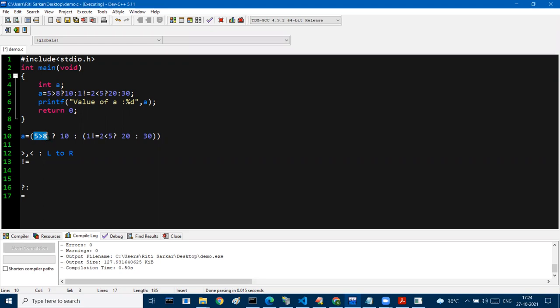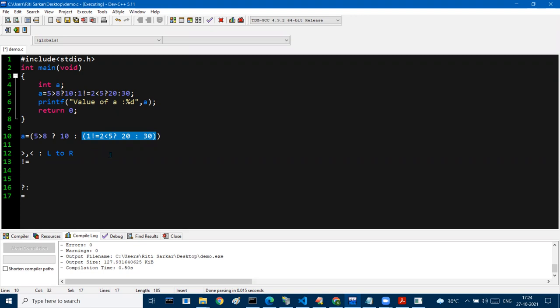This is expression number 1. The answer to this is false. We know that if expression 1 gives us true value, expression 2 is the answer. Otherwise, expression 3 is the answer. So currently where will we come? We will come to evaluation of expression 3.